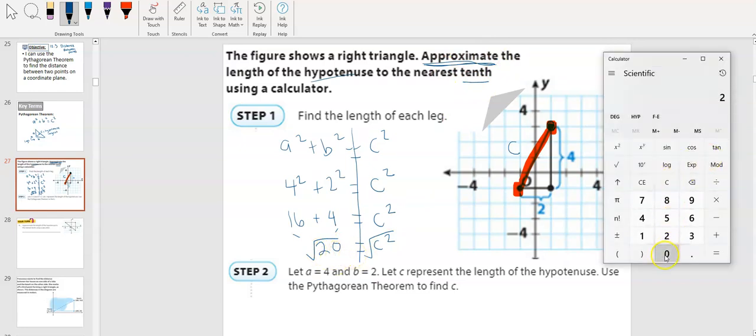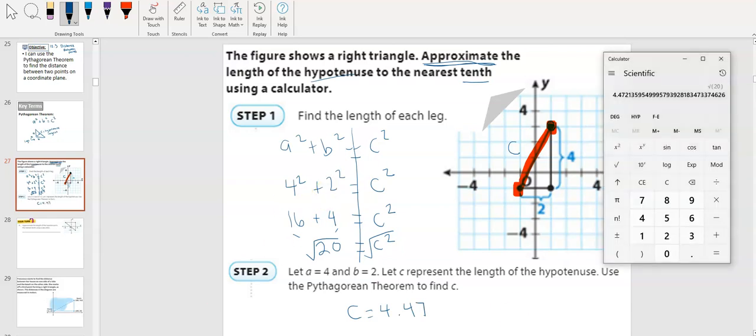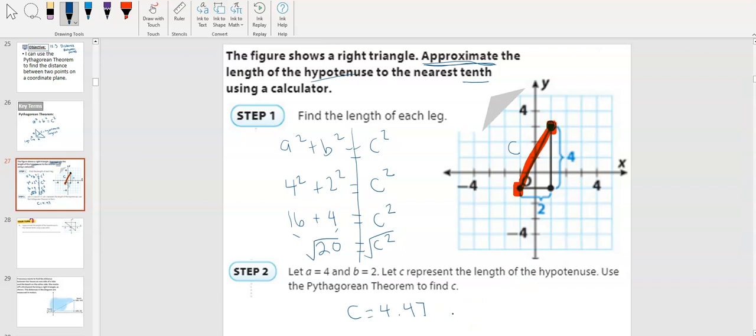I am going to do 20 and my square root button. And look at this huge number I get, but I only care about 2 decimal places after the decimal point. So my answer for C is going to be 4.47. And you can see I rounded that here. The 7, if I look to the right, that's a 2. So my 7 rounds down. 4.47 is going to be the answer. So that is approximately the distance of this hypotenuse right there.